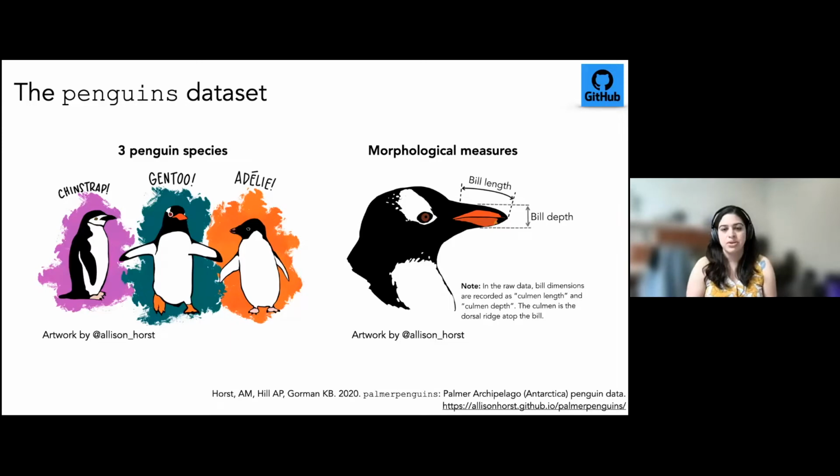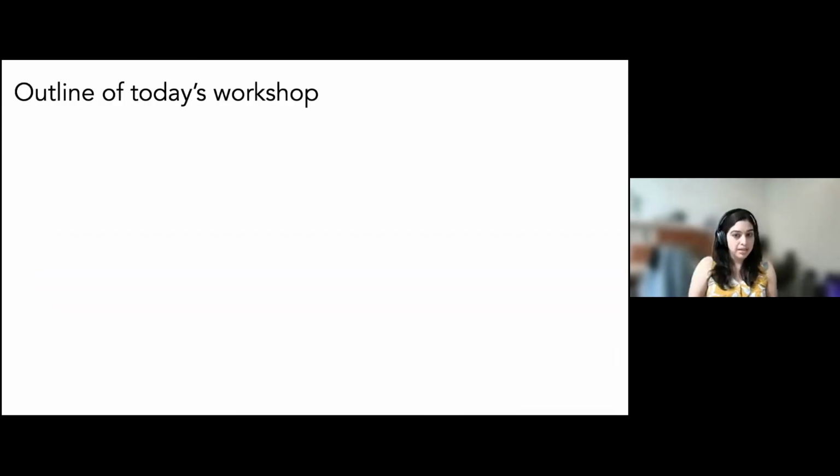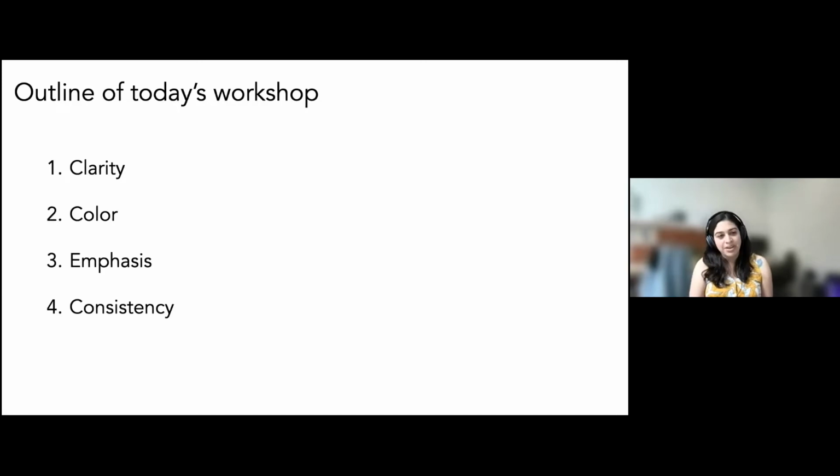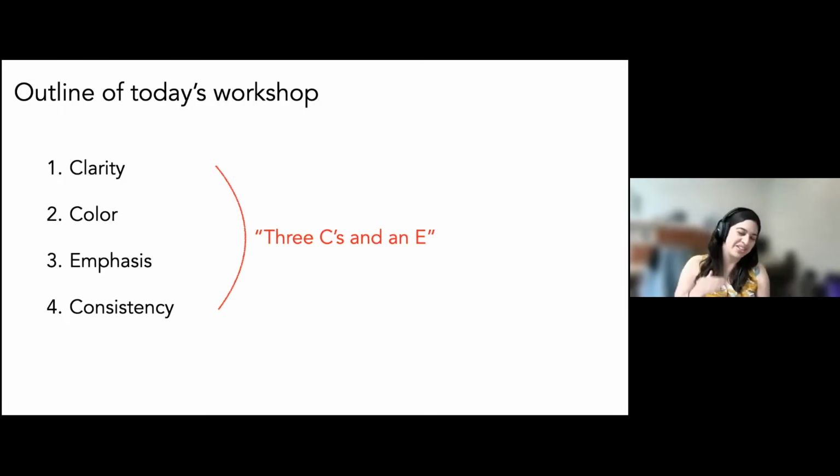Today we're mainly going to be talking about some design principles. These are clarity, color, emphasis, and consistency. I like to think of these as three C's and an E. They're obviously not in that order because I want consistency to be last, but this hopefully is a good way to remember them. We're going to go over these one category at a time.